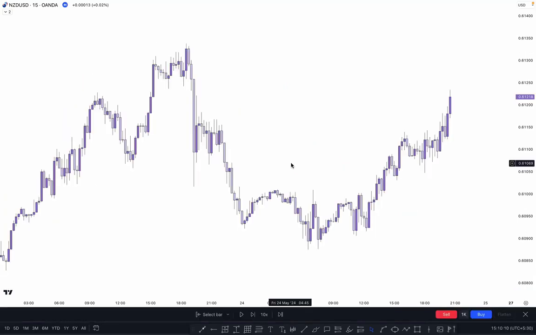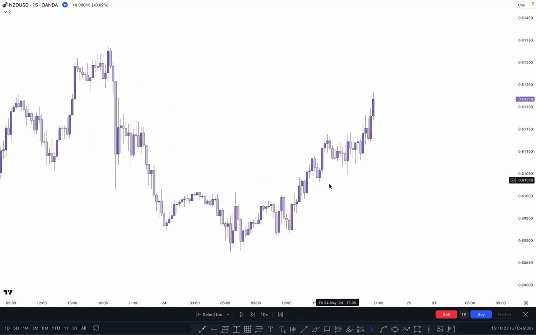Okay, so this is our Kiwi USD chart which we were using in the previous chapter. Right now you can see here the market momentum is bullish, as I explained in the previous chapter as well. So right now, what are you looking for here?